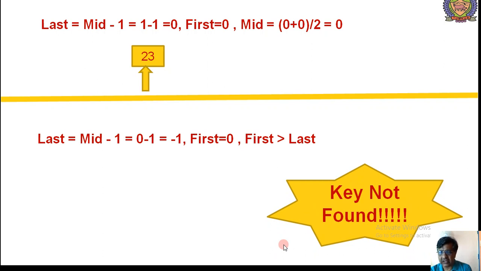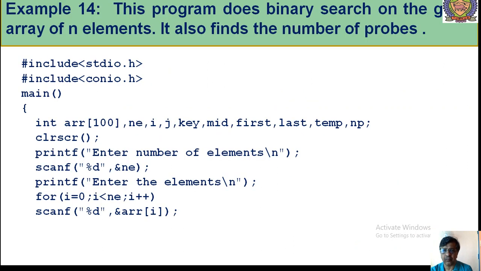So we can consolidate our idea. If at all the key is not found in the array, the first will become greater than last. Okay, first will become greater than last. If the key is found, then a of mid will be equal to key. The middle element will be equal to key.